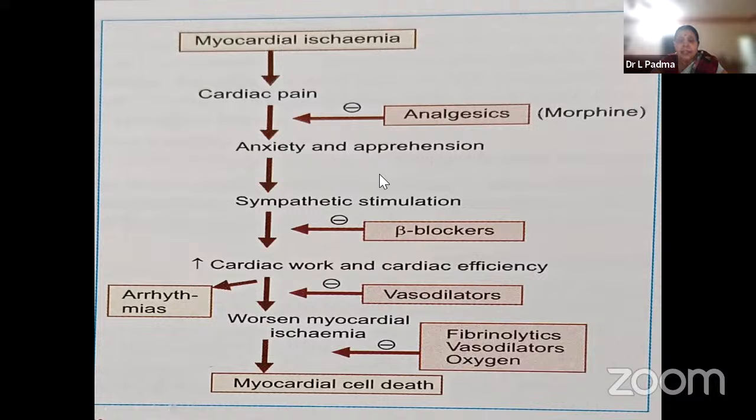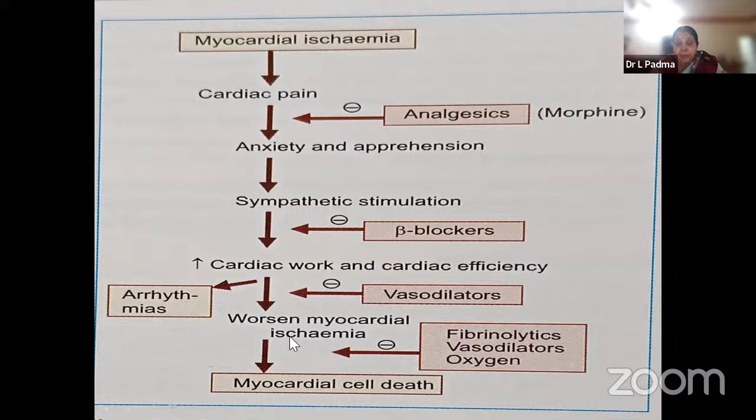Okay. Normally, this anxiety and apprehension will stimulate the sympathetics. If the heart rate is above 100, give beta blockers, which can increase cardiac work and reduce cardiac efficiency. Because of this, it can increase arrhythmias. So for this, you use any of the vasodilators, that is nitrates, CCBs. If you have any IV ACE inhibitors or ARBs, you can use these, or any injectable vasodilators like hydralazine, diazoxide, or sodium nitroprusside.